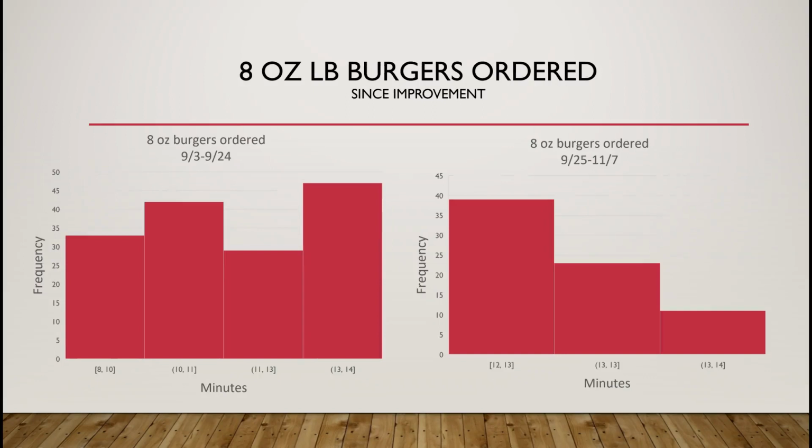Now, if we take a look at the 8-ounce burgers, you'll notice the same. The range for 8-ounce burgers ordered from September 3rd to September 24th is 8 to 14 minutes. Then from September 25th till November 7th, you'll notice an improvement somewhere in between there. On October 6th, the range is much smaller, between 12 to 14 minutes, and most of it comes within 12 to 13 minutes, as you'll notice from the frequency. So what I'm beginning to notice is there is more consistency after employee training.